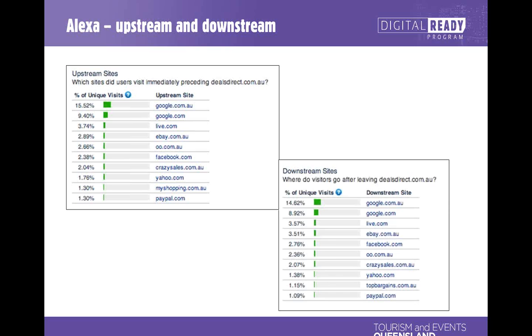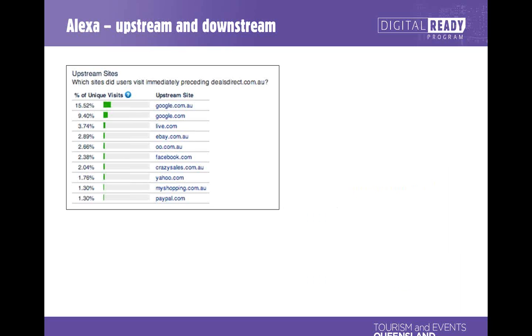And the last thing on Alexa that I wanted to show you is Upstream and Downstream. Let's just look at Upstream to start with. Upstream sites are the sites that people visited immediately before they visited Deals Direct. I've used dealsdirect.com.au as this example. So 15% of people went to google.com.au and a further 9.4% went to google.com immediately before they came to Deals Direct, which is kind of understandable.